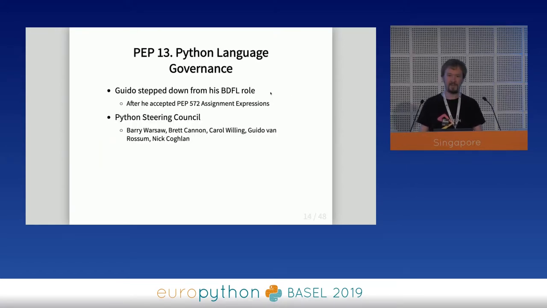So after accepting this PEP, Guido decided to step down from his role as BDFL, I guess because he was too tired with this controversy around this PEP. And also it was something that he was already thinking about. For example, he announced at some PyCon US, I guess it was in Montreal several years ago, that he would eventually step down from his role as BDFL. And now, after some discussions, we have a new governance model for the Python language, the Python Steering Council. I won't go into much detail here because it's not the subject of my talk. This is the PEP number that described the process.